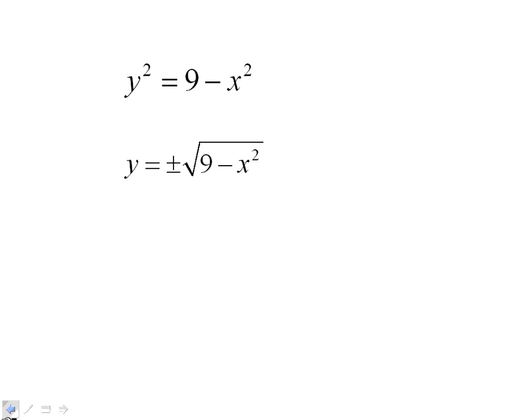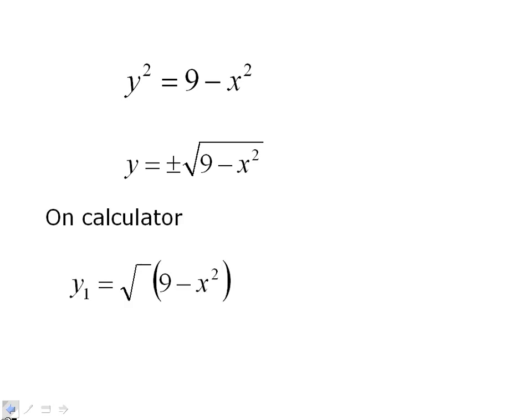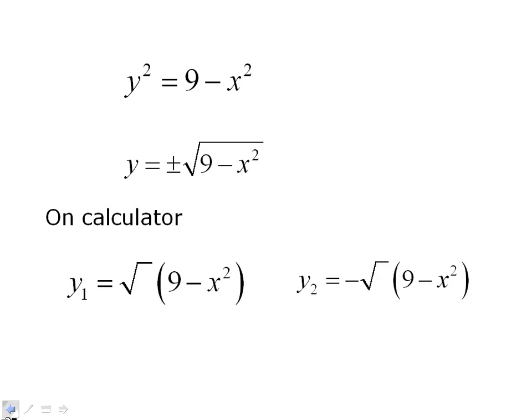Now this is turning it into two functions. On our calculator, and I will show you this right afterwards, we would enter y1 is equal to square root, open bracket, 9 minus x squared. And then y2 is equal to negative square root, bracket, 9 minus x squared. So I will bring up the calculator.